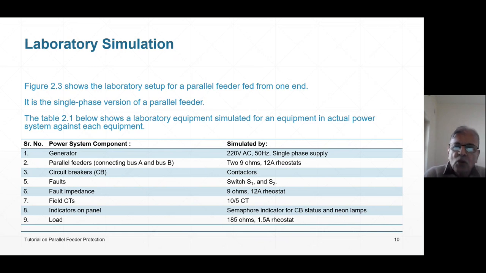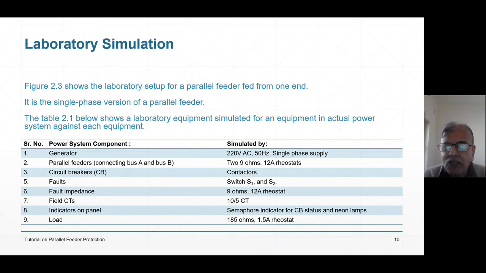And as I told you, here my CT secondary is 5 ampere and the relay rating is 1 ampere, which is contrary to practice, because always the CT secondary current and relay rated current must be the same. But here I need this, because when I pass 10 ampere, 5 ampere is the current, and if my relay is of 1 ampere, then it will be 5 times the plug setting. Therefore, the relay will operate.